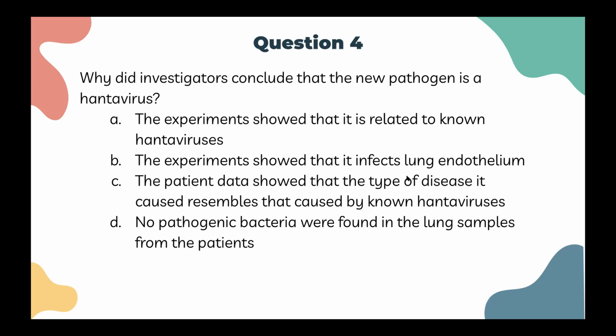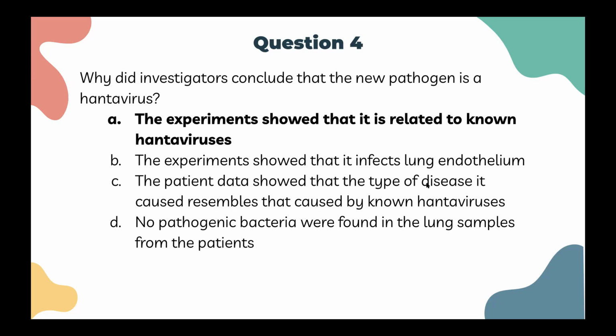Yeah, so for this question, the correct answer is A. In order to answer this question, we have to put together the results of experiments 1 and 2. Experiment 1 showed us that the patient's sera, which contained antibodies to the hantavirus, reacted with a known hantavirus that causes kidney disease. So this is already telling us that the unknown pathogen is most likely going to be a type of hantavirus.